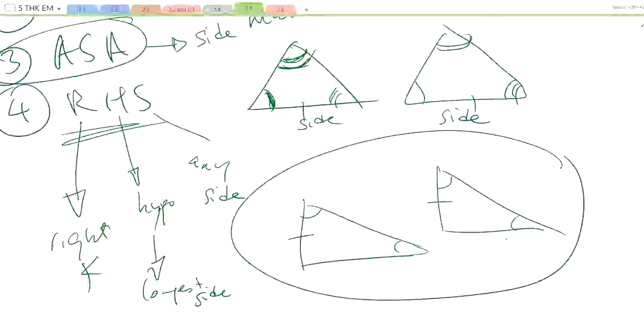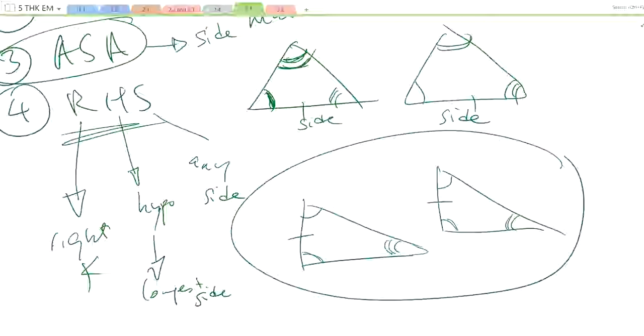Shufi is shaking her head. What do you think you should use? How about why cannot ASA? Because the side is not between the angles. Then what should we do? Find the other angle. So meaning this one. And what do we do after that? ASA, yes. Any questions for congruency test?